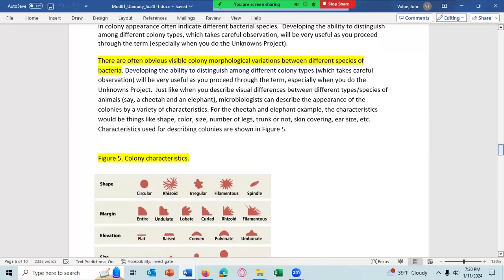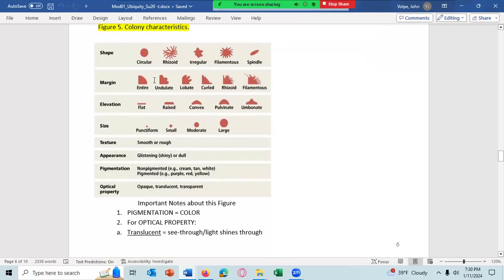When you're looking at colonies, you can see visible colony morphological differences, especially between different species of bacteria. When you look at a colony, you can see different colony characteristics, like the shape. The shape could be circular, rhizoid, irregular, filamentous, or spindle. The margin is the edge of the colony. So a circular colony will have an entire edge. A different colony, like an irregular colony, can have the edge either undulate, lobate, or curled. And there are also rhizoid and filamentous colonies where the edge is rhizoid or filamentous.